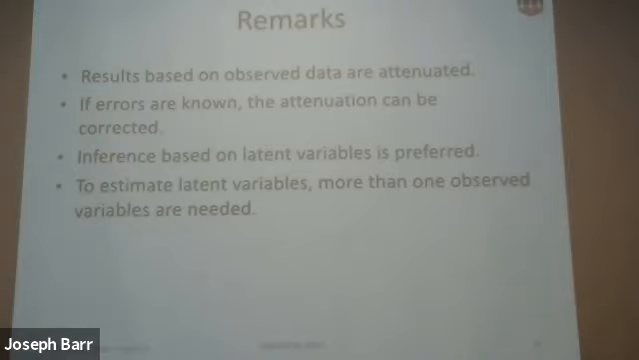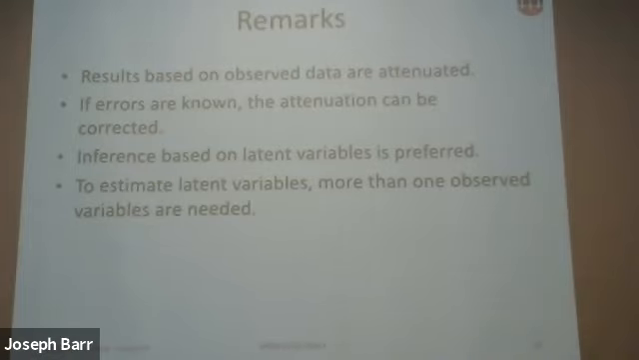So that is a summary or remarks. Results based on the observed data are attenuated. The observed values are smaller than the true values. If errors are known, then attenuation can be corrected. Of course, if we know that, we can directly apply the formula to get the corrected version.